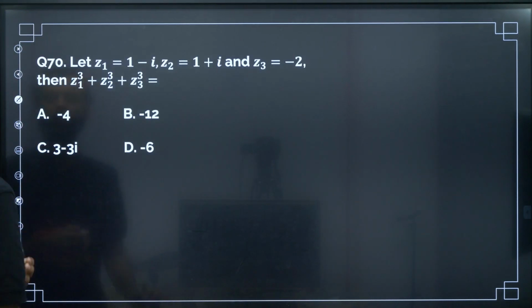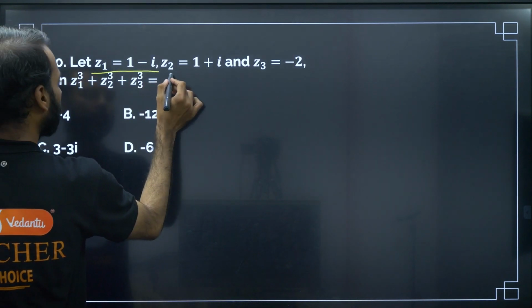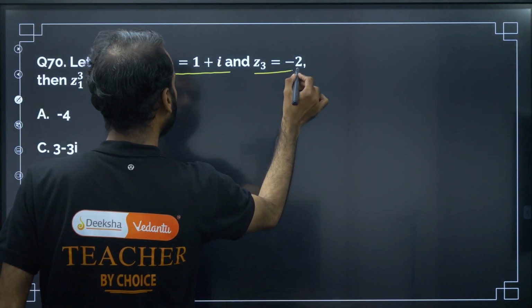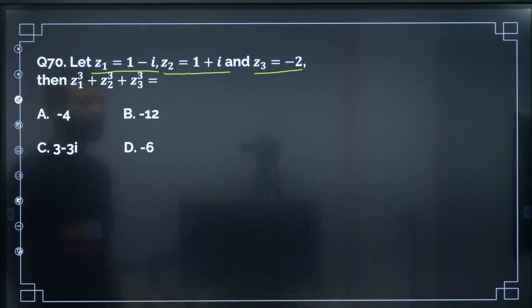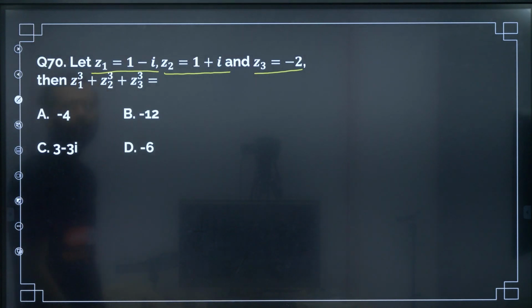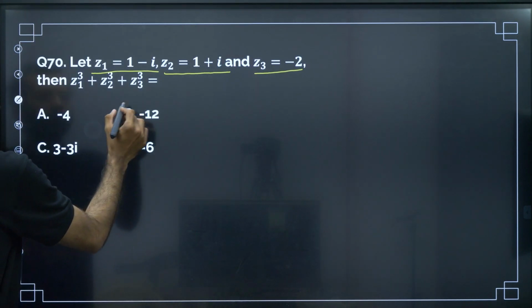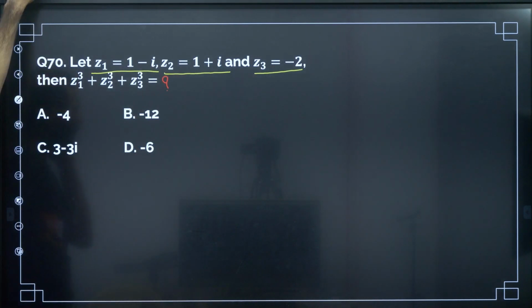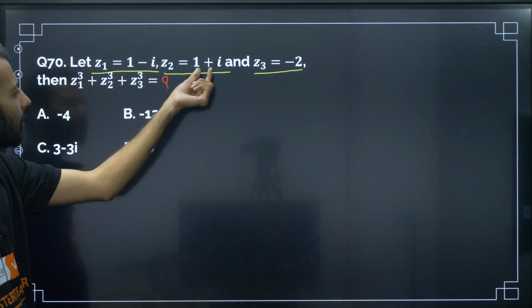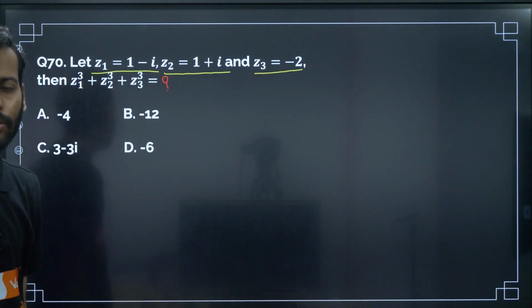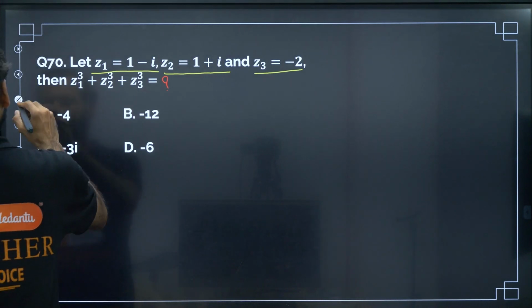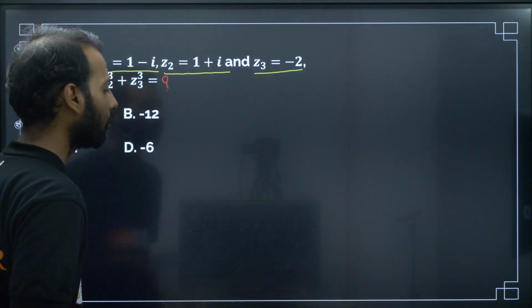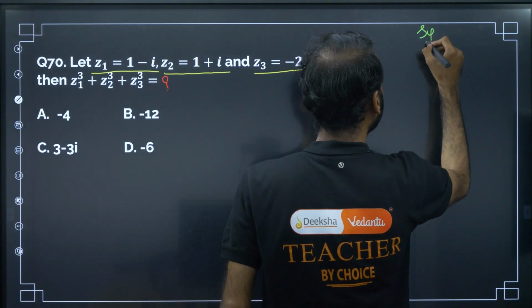Let z1 is equal to some value they have given, z2 is equal to some value, z3 is equal to minus 2. I think something is missing in this question, or else, okay, it's fine. Then they are asking to find this. z1 is equal to 1 minus i, so z1 means complex numbers. I think you might be already aware of complex numbers. z1 cube plus this they are asking. So the a cube plus b cube plus c cube formula you should be knowing. Let me write the synopsis point here.